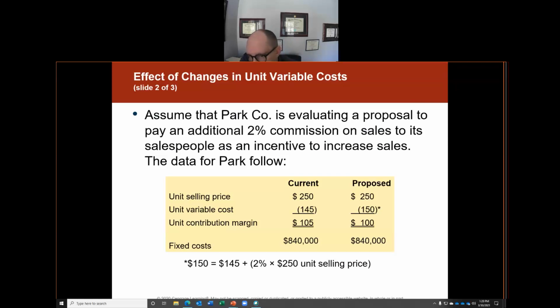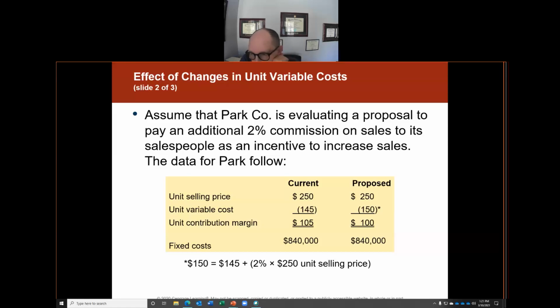My salespeople want more money. They want an additional 2%. That means my variable cost goes up. Current sales price, $250 per unit. If they want an additional 2%, that means I've got to pay them an additional $5. My variable cost goes up by $5 per unit. Okay, 145 plus a 2% change. A 2% change of $250 is $5.